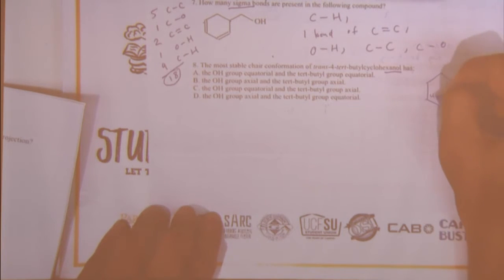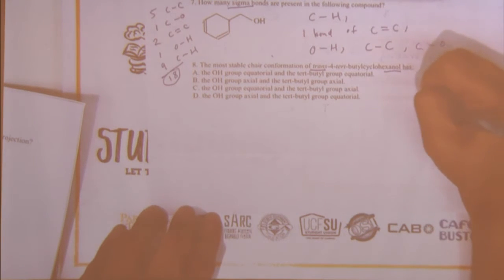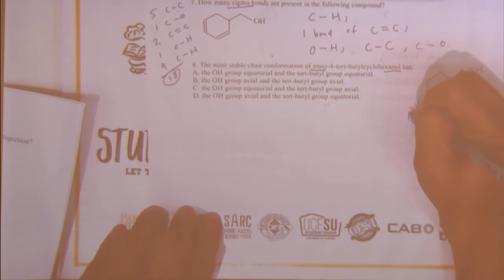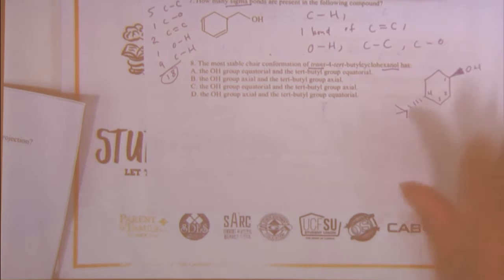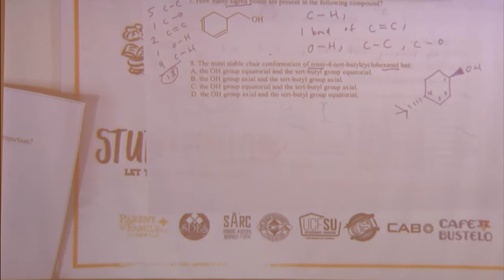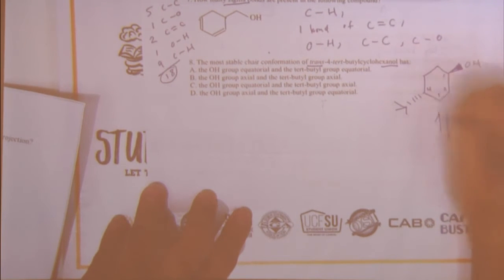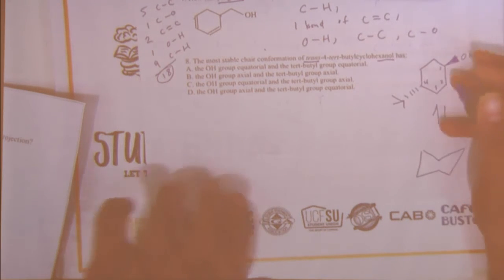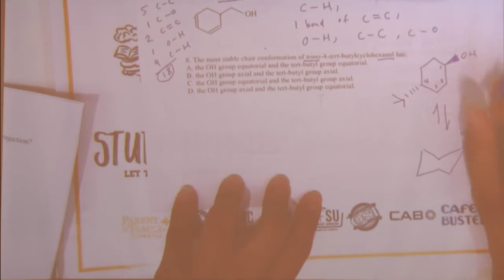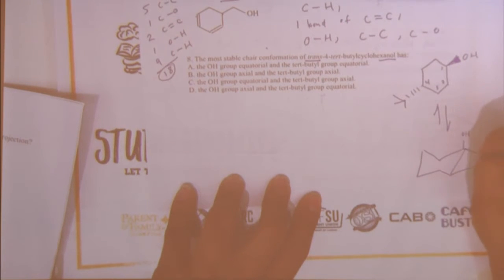4 would be my tert-butyl group, which, once again, this is a trans cyclohexane molecule. So my tert-butyl group is going to be on a dash as opposed to a wedge. So when I put this in a chair conformation, it looks something like this. My OH here, going up. These would be H's.